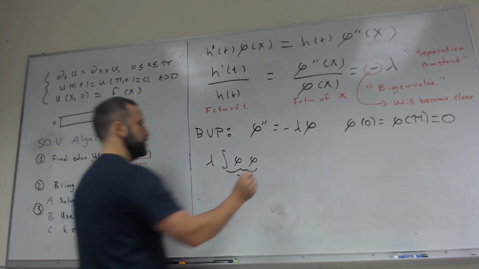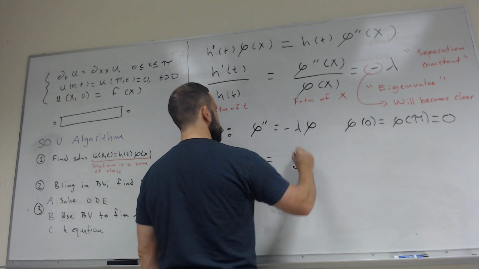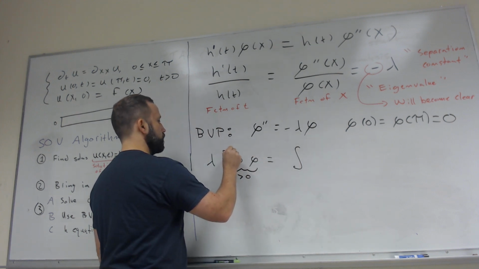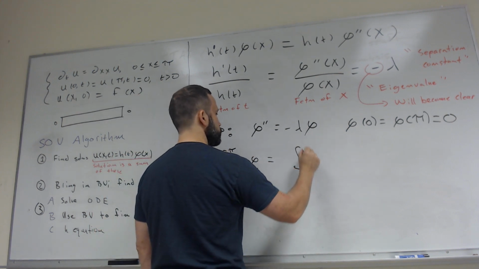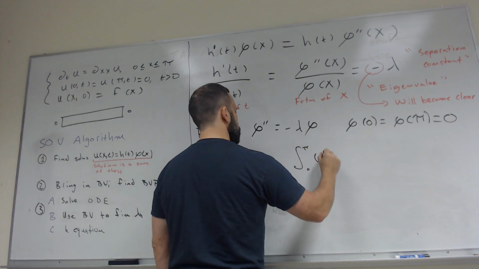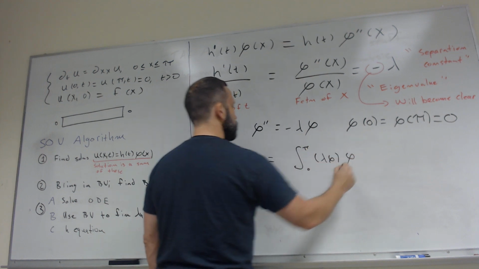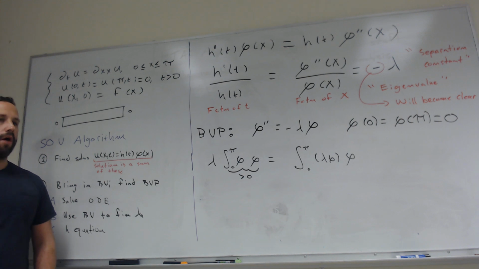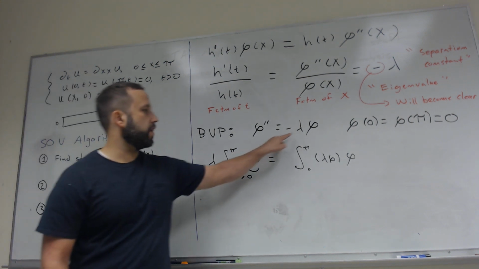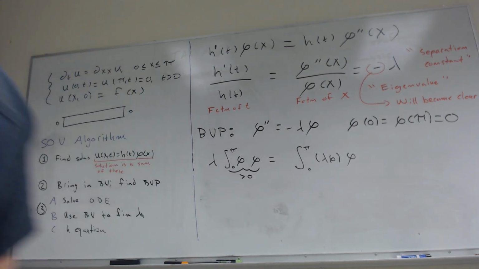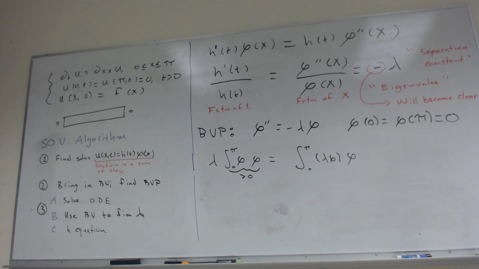So now this is going to be the integral, and I should write from 0 to pi. This is going to be the integral from 0 to pi of lambda phi times phi. But now I'm going to use the fact that phi satisfies this equation here. And I have this constant drift that is going on.